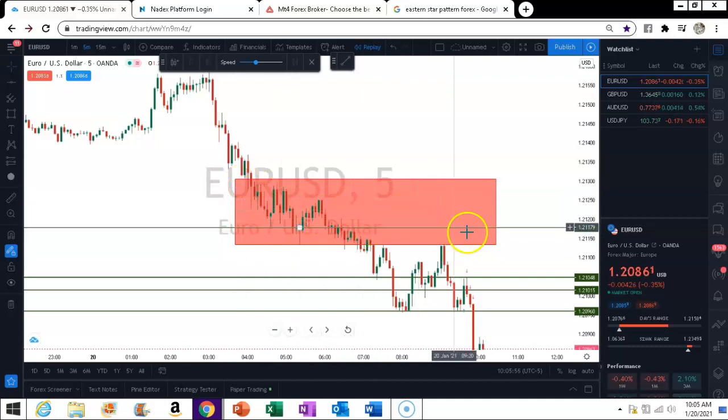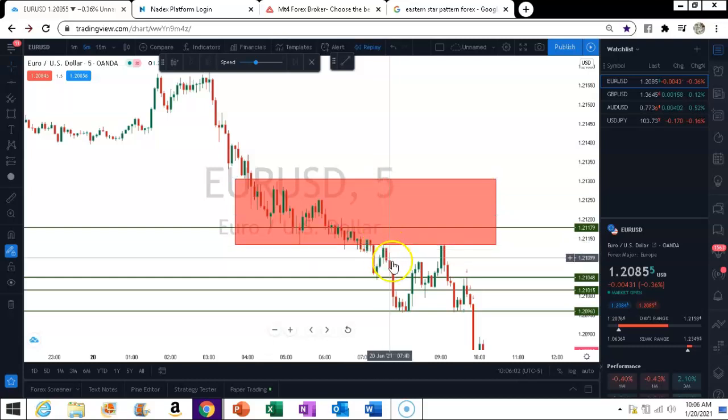But we're in this box. I'm waiting for us to break outside of the box before I am comfortable placing my trade. Because sometimes when it breaks the level of support, it can be a false breakout and then continue to the upside.